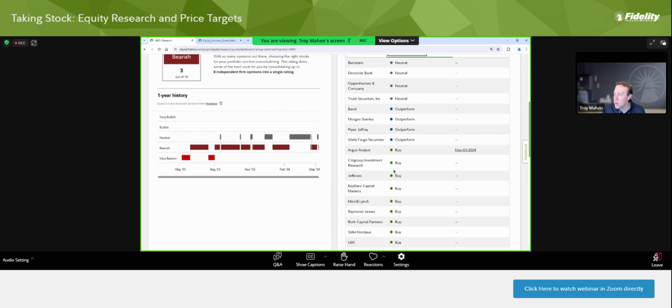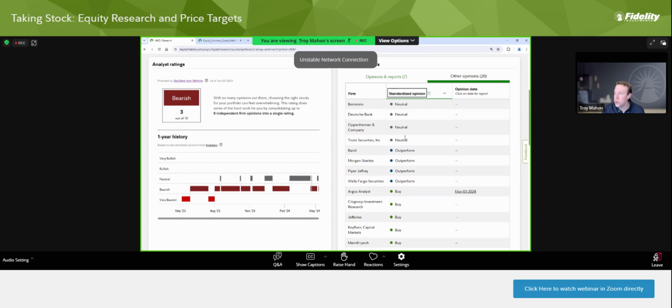And then you'll notice here, in addition to buy, there's a couple different firms, Wells Fargo, Piper Jaffray, Morgan Stanley, Baird, all have an outperform rating. So that's telling you they expect this security to outperform either the sector, the broader market, something like that. So that's obviously a favorable or a bullish rating. And then you have a bunch of neutral.